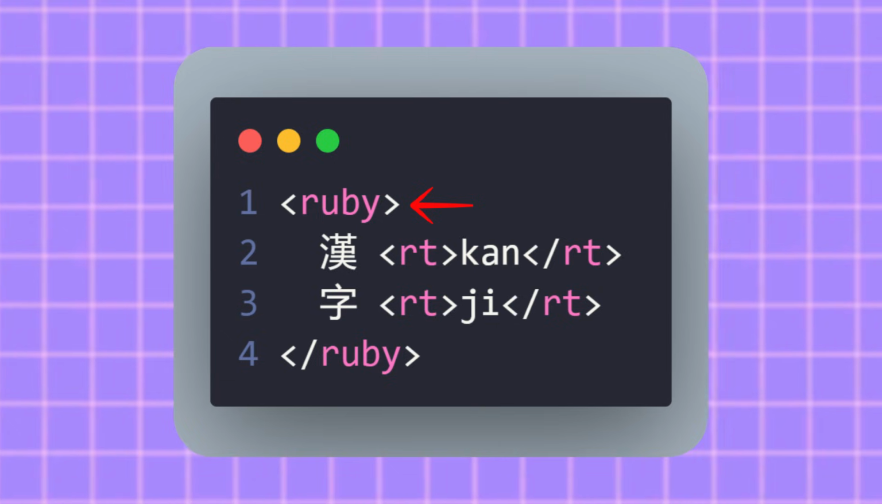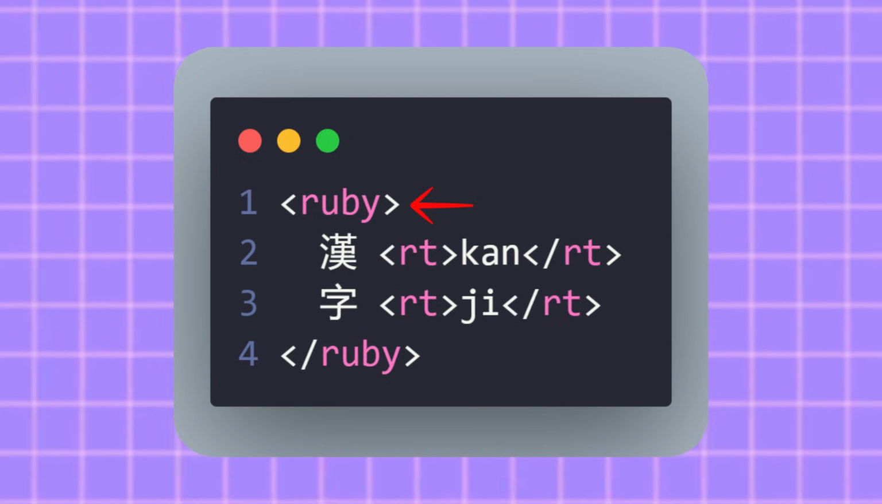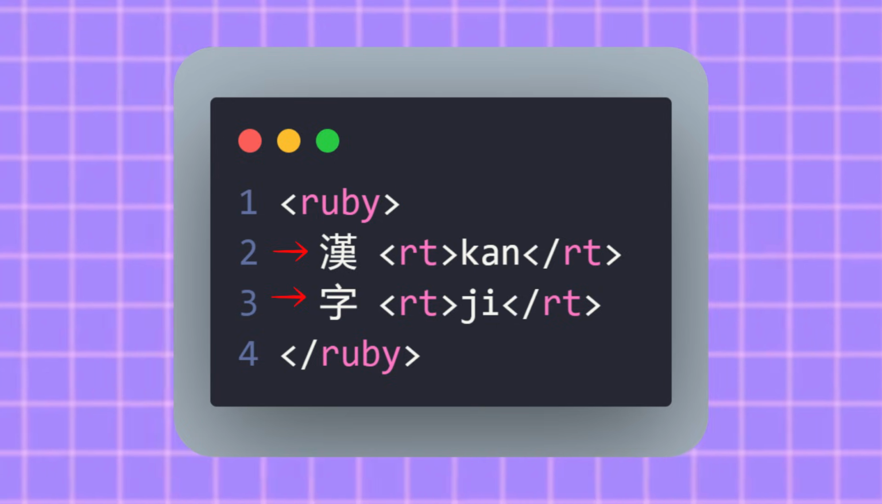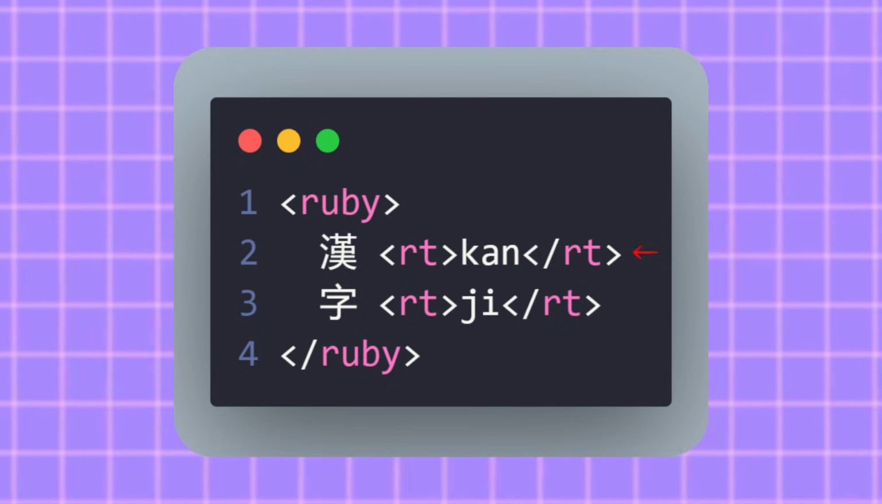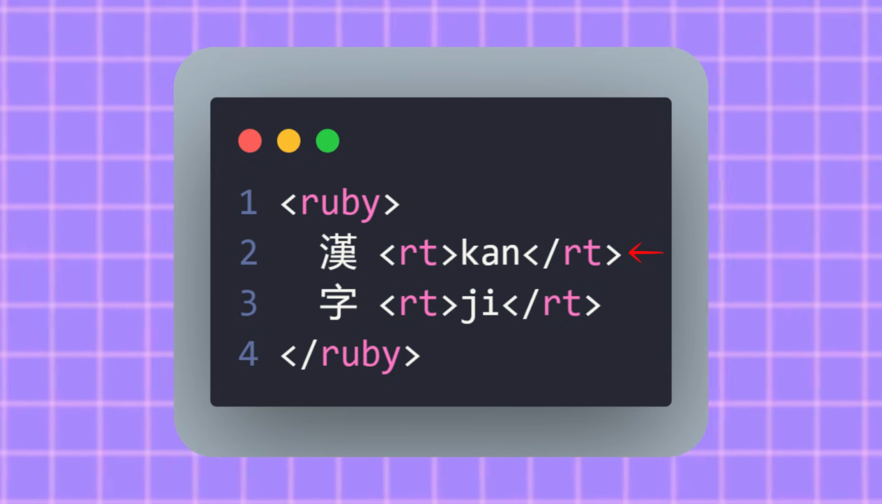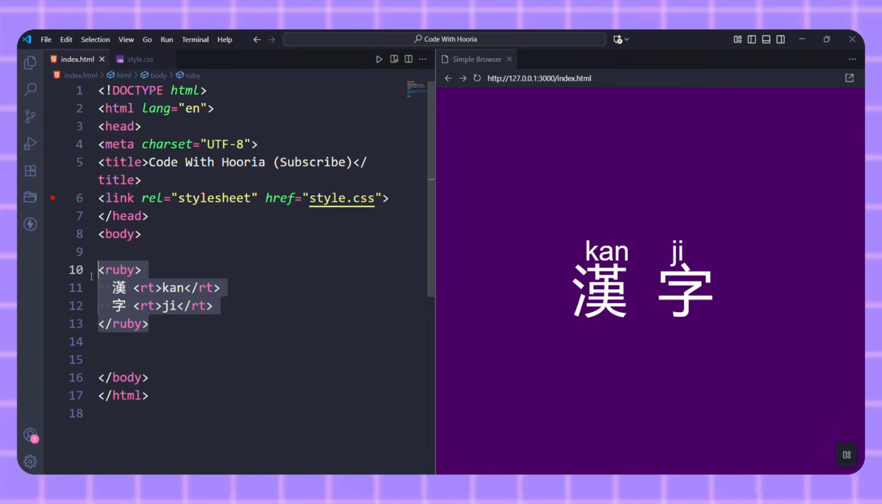So what's happening here? The Ruby tag is the container for Ruby text. Inside it, we have the base characters, in this case, Khan and G. The RT tags are the annotations like the pronunciation, Khan and G. Now let's add some CSS.